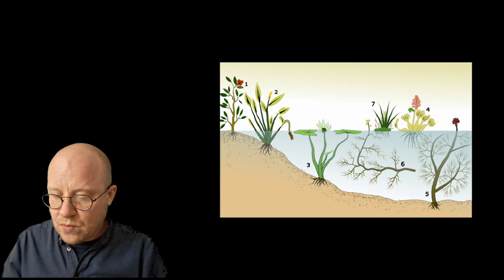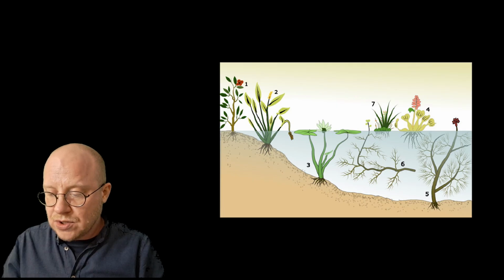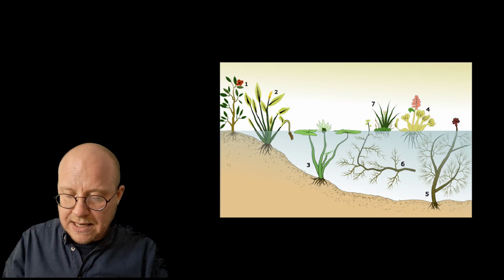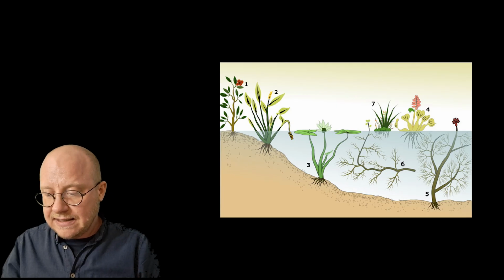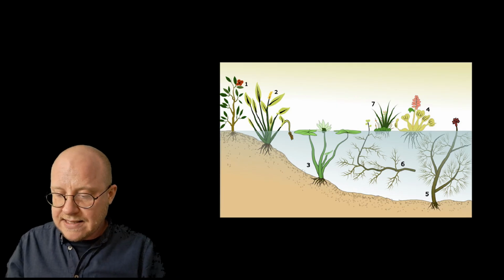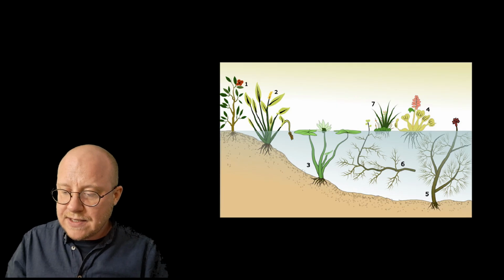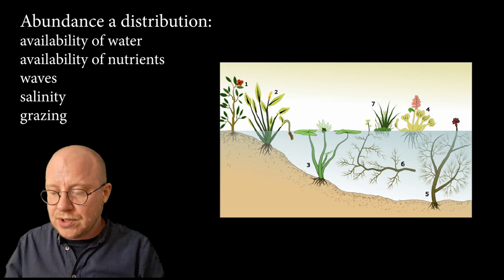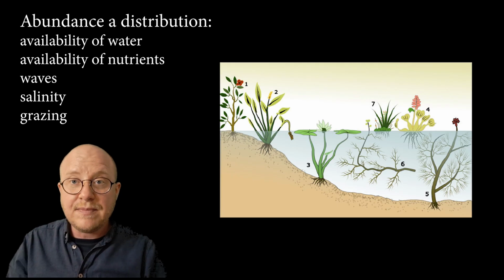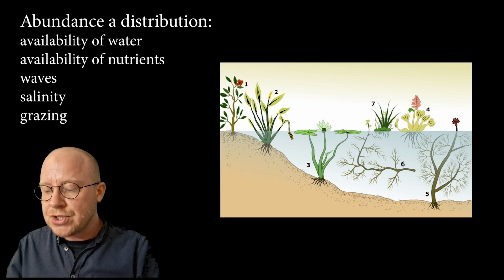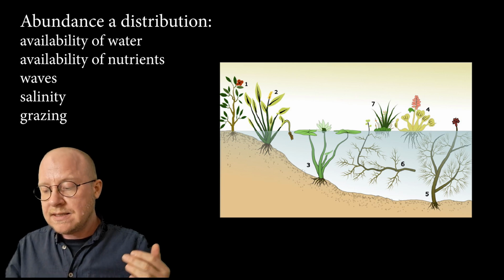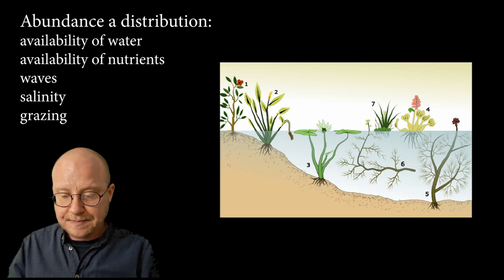To survive within the water, either submerged or at the surface, plants have many adaptations, including floating leaves, dissected leaves, and or lightweight cells. The main factors affecting the abundance and distribution of aquatic plants is the availability of water, nutrient availability, disturbance by waves, salinity, and grazing.